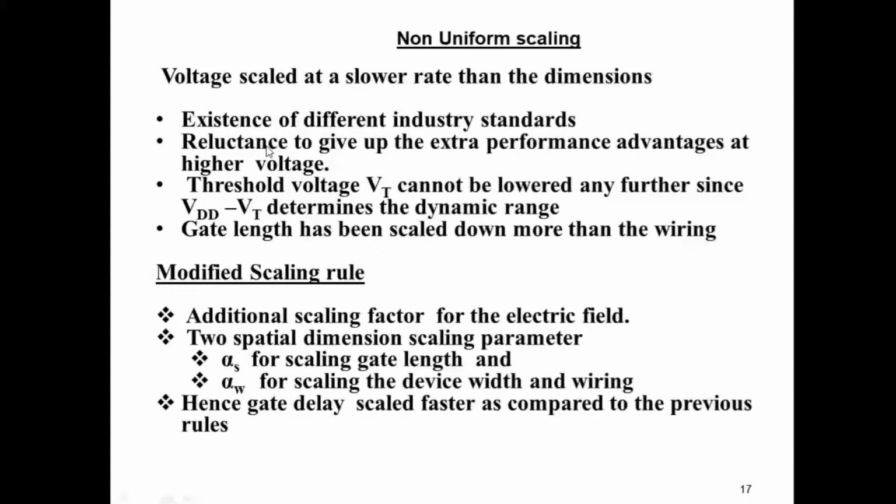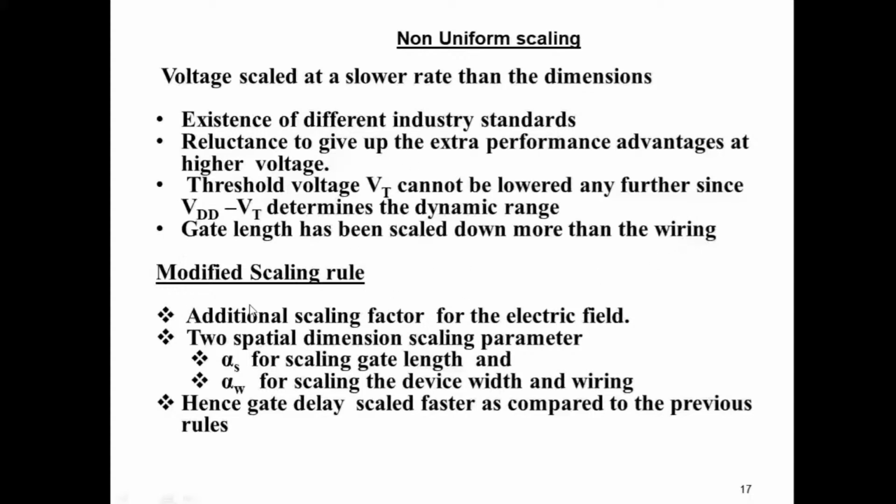The reasons were the reluctance to give up the extra performance advantage which we get at a higher voltage. So the threshold voltage could not be lowered any further because VDD minus VT determines the dynamic range, and the lowering of the threshold voltage increased the off currents of the MOSFET. Bit length has scaled down much more than the wiring.